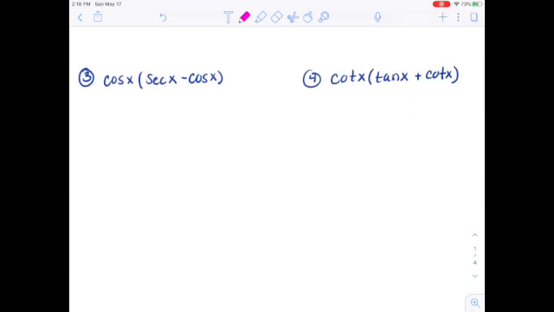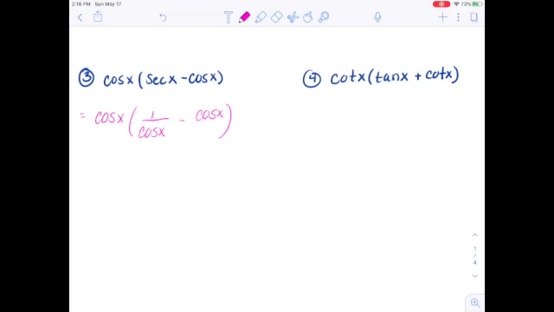Now, number 3. The way I look at this one for number 3 is I'm going to switch everything to cosine because secant is just a reciprocal of cosine, so it sort of makes sense. Maybe a nice starting spot. So cosine of x times 1 over cosine of x minus cosine of x.